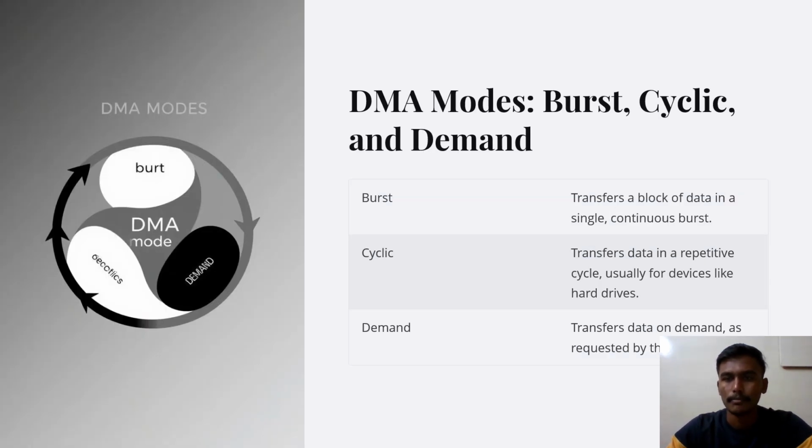DMA modes: burst, cyclic, and demand. Burst transfers a block of data in a single continuous burst. Cyclic transfers data in a repetitive cycle, usually for devices like hard drives. Demand transfers data on demand as requested.